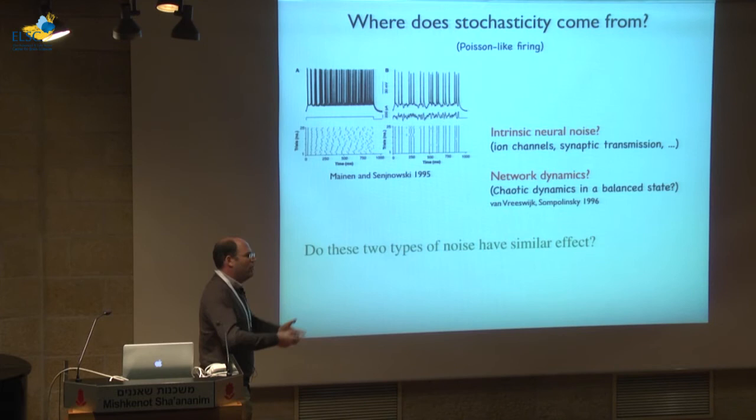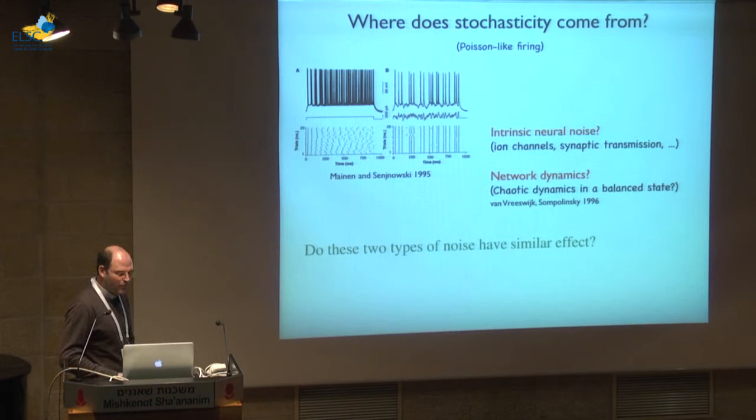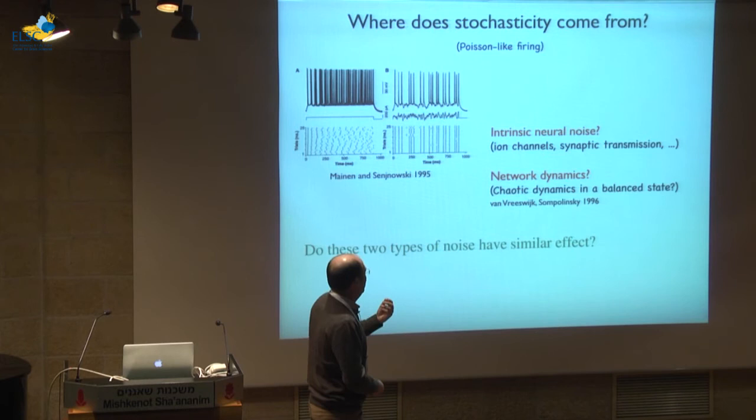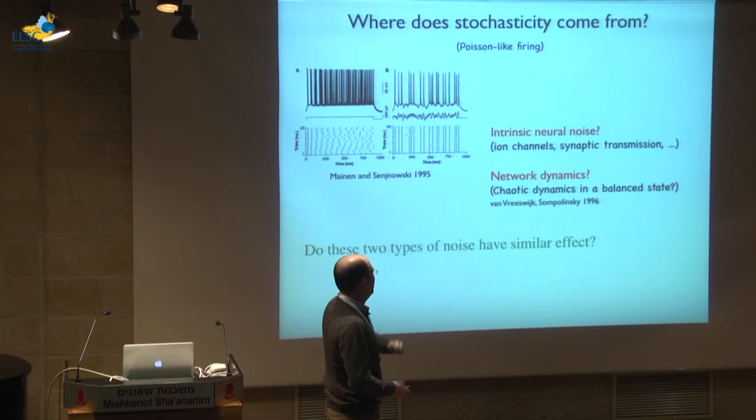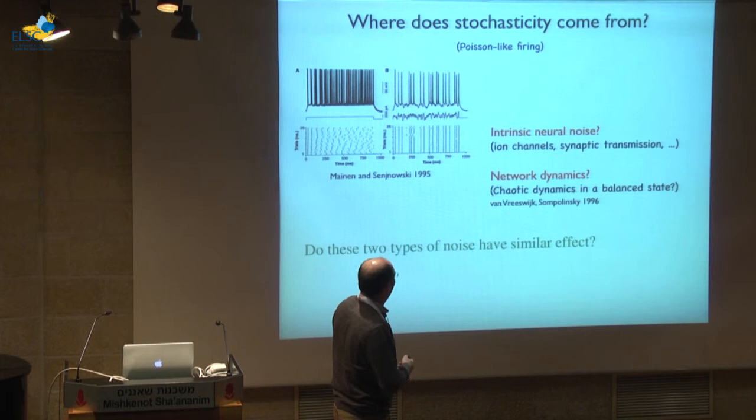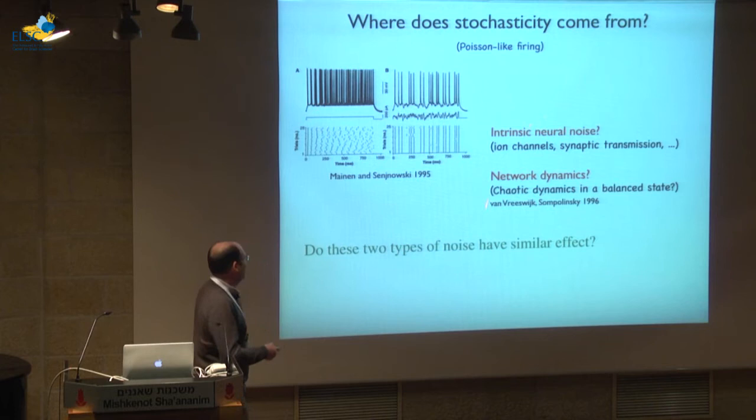You can put them in a state where the dynamics is deterministic, but the dynamics of single neurons seems very stochastic and Poisson-like. Now, in the model that I discussed before, the model with Poisson neurons, our neurons have intrinsic noise. What each neuron does is sum its input, which sets its rate, but now it's firing intrinsically as a Poisson process. But maybe that's completely wrong. Maybe the Poisson-like firing is coming from the network dynamics, and therefore this raises the question whether these two types of noise have similar effect.